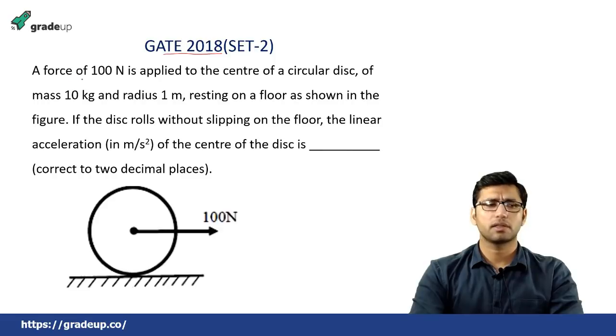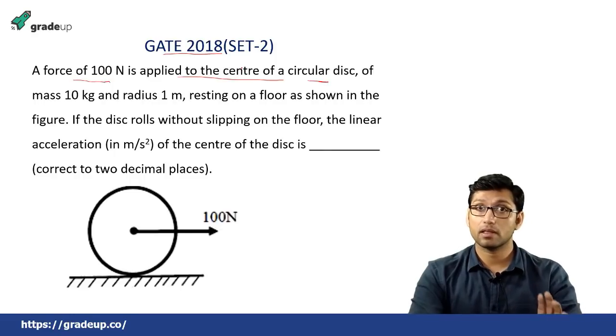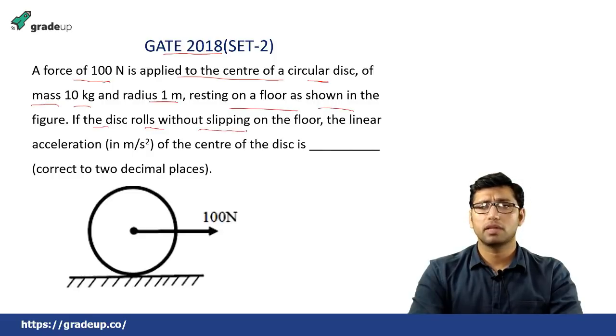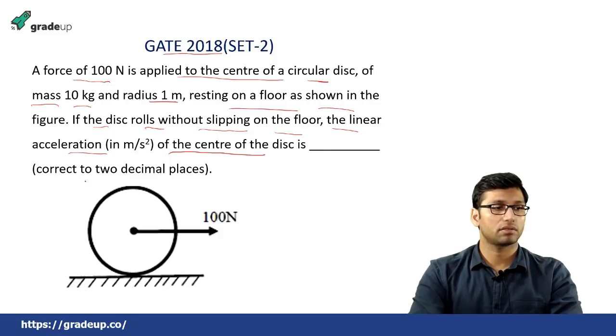In this question, it is given that a force of 100 Newton is applied to the center of a circular disc. Remember, it is a circular disc of mass 10 kg and radius 1 meter, resting on a floor as shown in the figure. If the disc rolls without slipping on the floor, then you have to find the linear acceleration of the center of the disc.